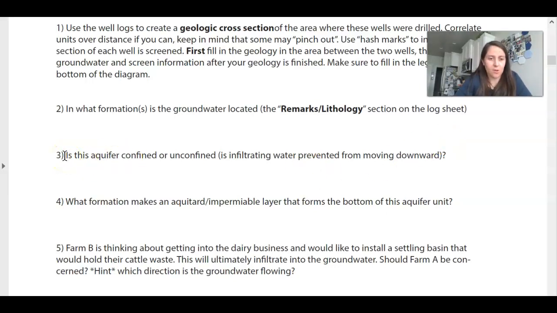Question 3. Is this aquifer confined or unconfined? So is infiltrating water prevented from moving downward or upward for that matter? So that will be a multiple choice question on the quiz. So what do you think? Can the water move upward? Can it move downward? Is it completely confined? It can't go either. What is it?